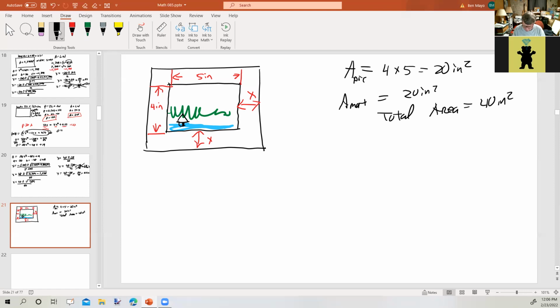Now, consider this. Let's take a look at that situation. From here to here is 5 inches, right? But isn't this x and this x? So that total would be 2x plus 5. Everybody okay with that? Where I got that? Any questions there?